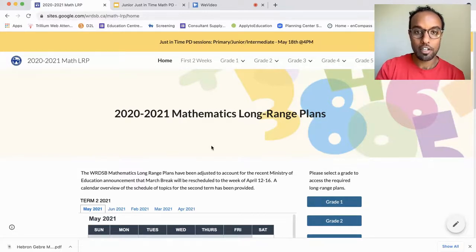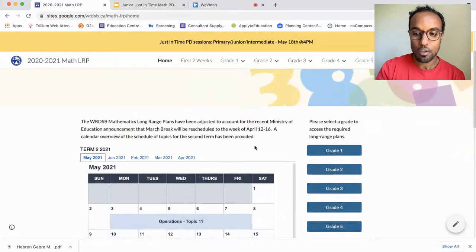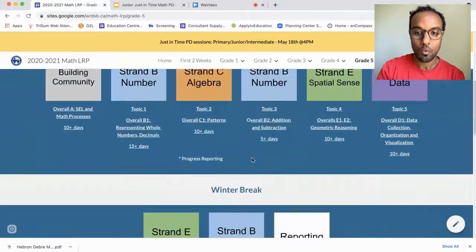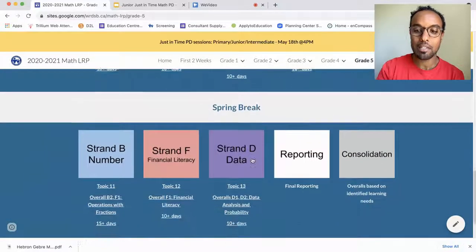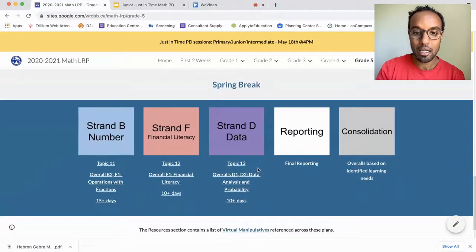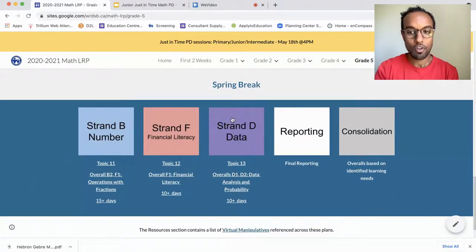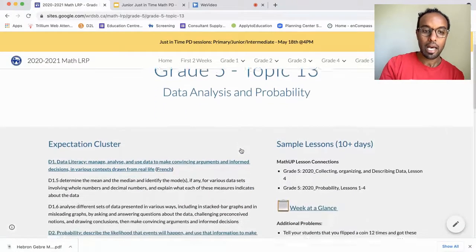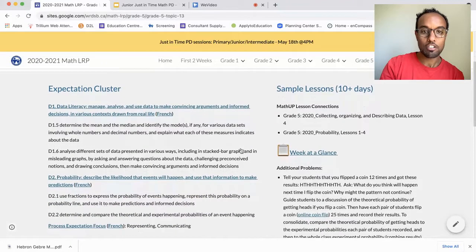We're going to get started here on the home page. We're going to jump into one of the junior grades, grade 5. We are looking at our second last topic area, pretty much our last topic in terms of content before we do consolidation, topic 13. And let's take a look at the expectation cluster together.